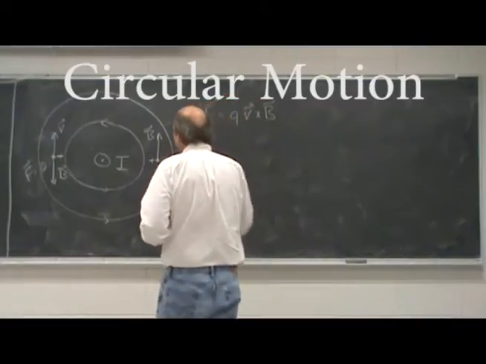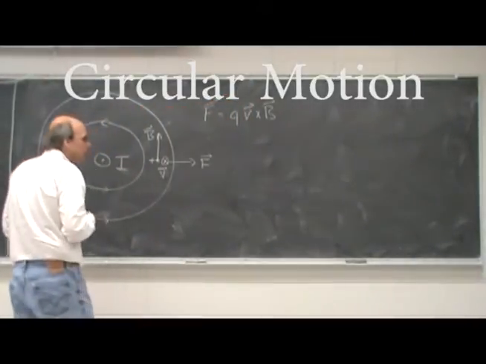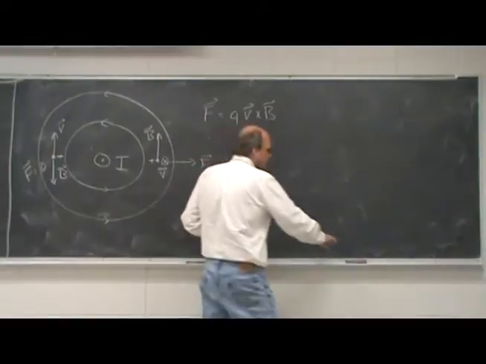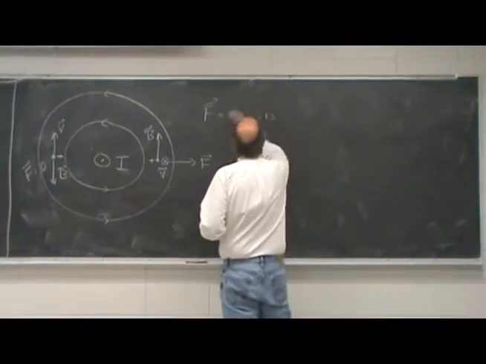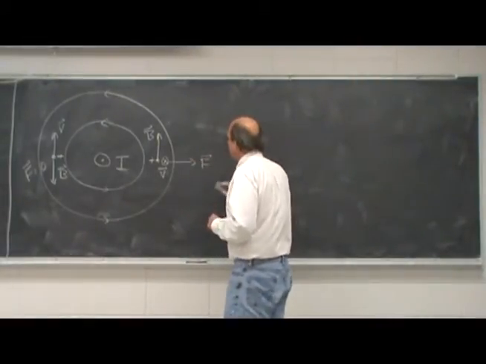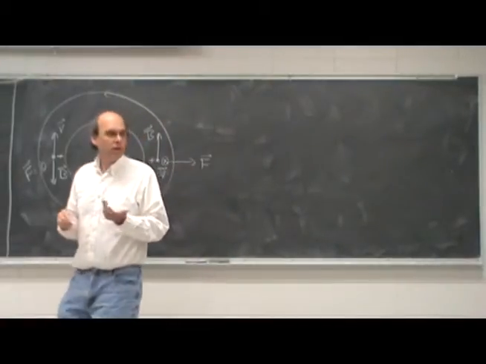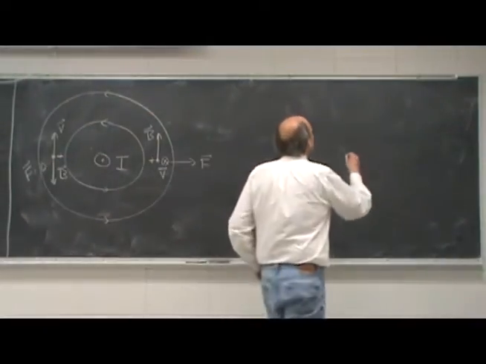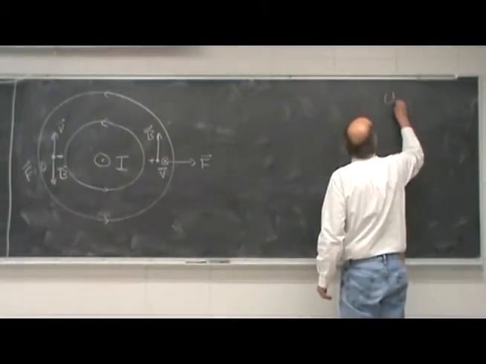All right, so that's a non-uniform field. Now I'm going to fire a particle with positive charge into a uniform field. So first I'm going to draw a uniform magnetic field. I'm going to fire stuff into it. So let's see, uniform field.